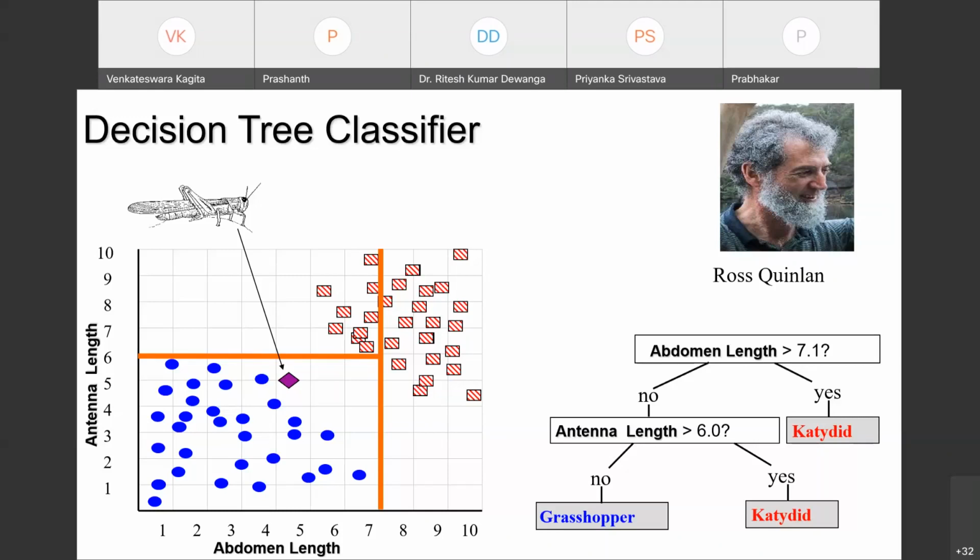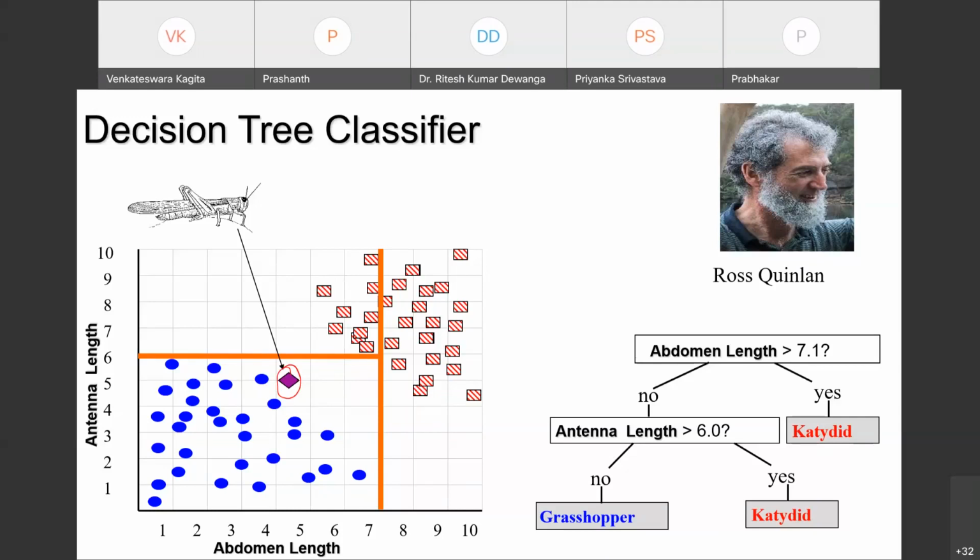Like for example, if you see this particular case, given a new instance, where is it? The new instance is somewhere here. So the first decision rule that it asks is whether the abdominal length is greater than 7.1 or not.